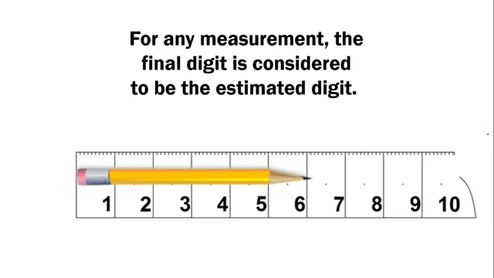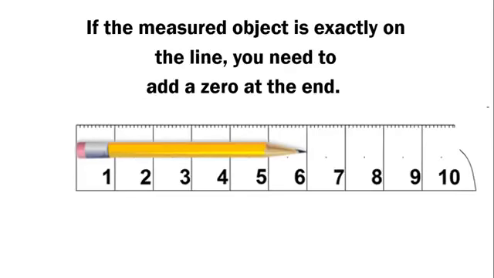Now to talk about measurement and move into significant figures. Anytime we take a measurement, there is always some amount of uncertainty, and that would be found with the final digit in the measurement. So in this case, a measurement of 6.1 centimeters, the 1 represents the estimated digit. If that pencil, instead of being just beyond the line or just short of the line, were exactly on the line, then you would need to still add a 0 at the end to indicate the final estimated digit. And I'd like to make a distinction between the number 6 and the number 6.0 when it comes to measurements.